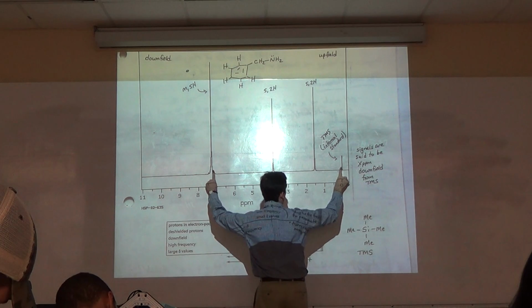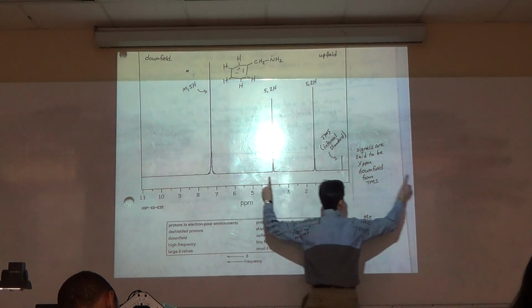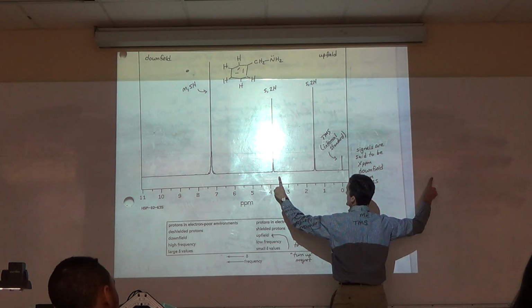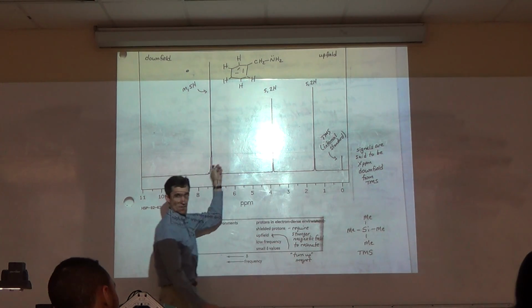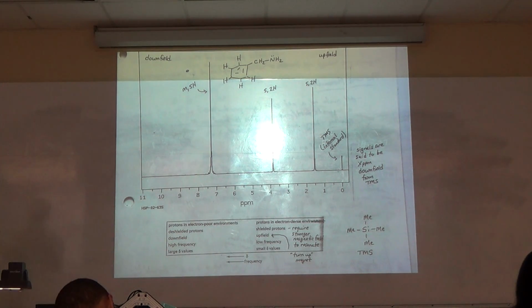Now, if the magnet drifts, maybe this goes here. Well, that's okay. We can calibrate it by putting this back where? To 0. And we can get back our constant result.